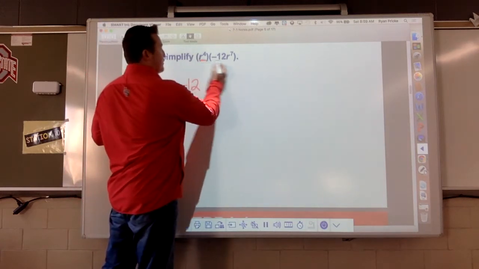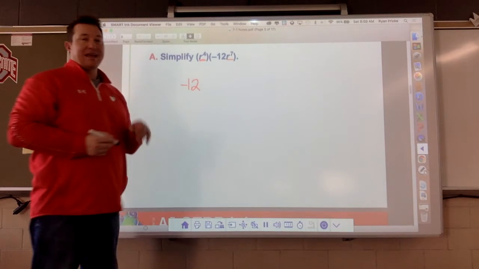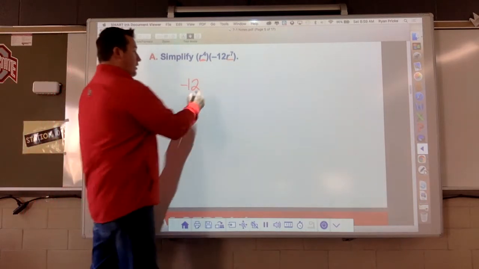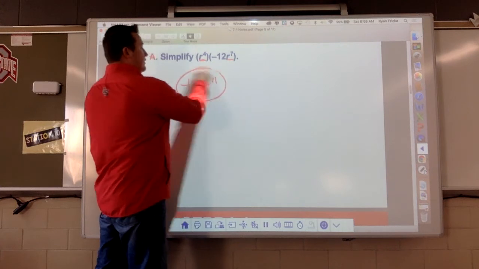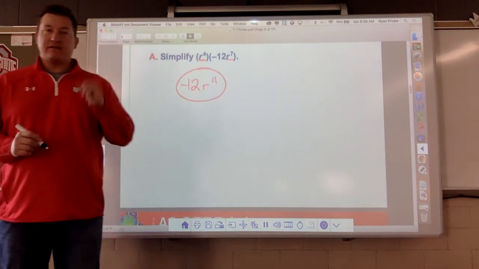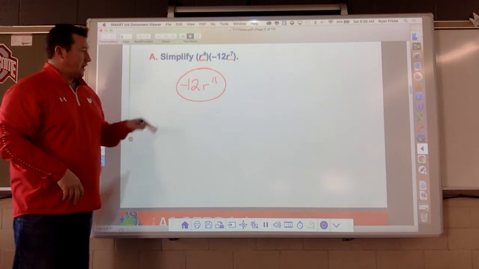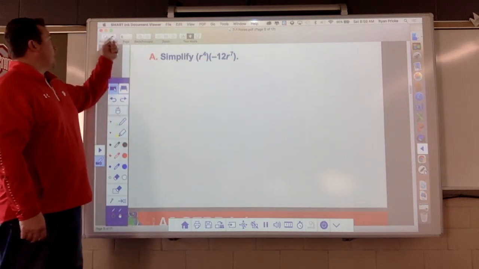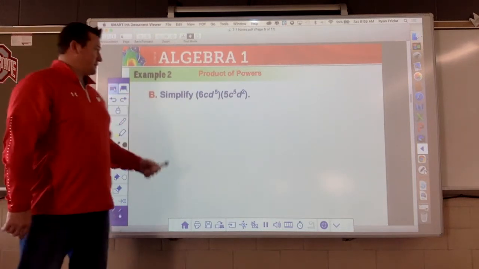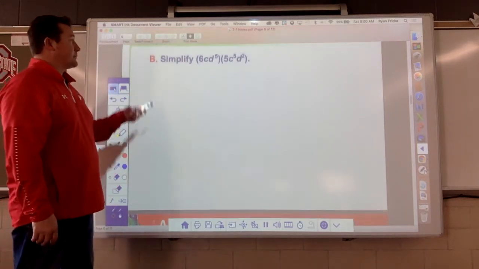Then I'm going to take r to the 4th times r to the 7th. Again, keep the base, that would be r. Add the exponents, 11. There you go, negative 12 r to the 11th. Okay, keep the base, add the powers. You're going to hear me say that no less than, I'm going to go with 27 more times. Okay, you can keep track and let me know how I do.